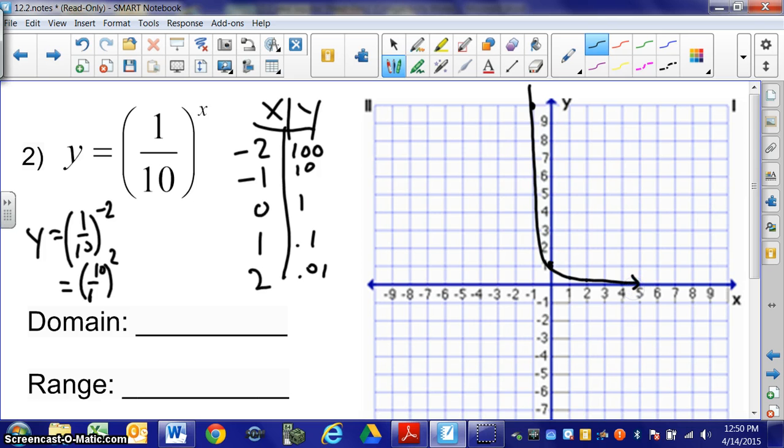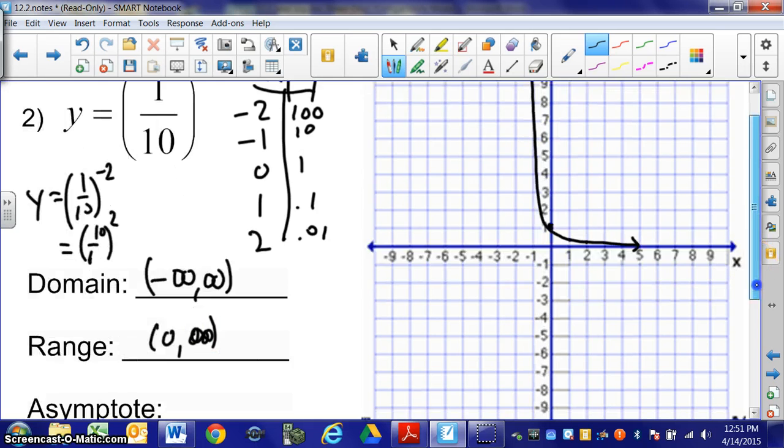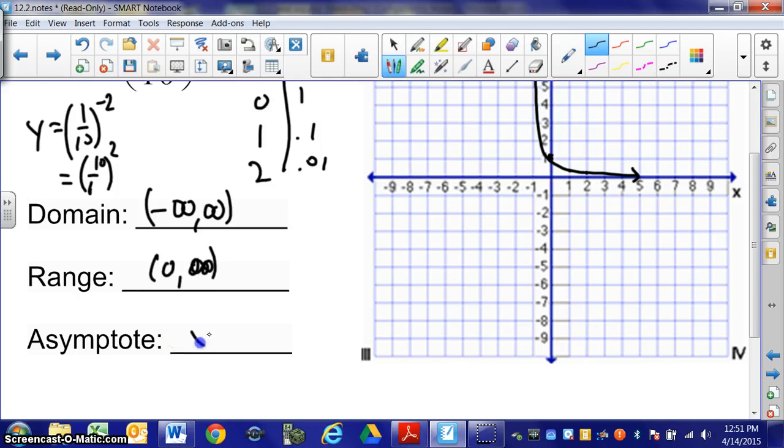Good. Once again, the domain is going to be all real numbers. It will get to every single x value one way or the other. It might take a while, but it'll get there. And then the range is all positives, 0 to infinity. And then my asymptote is y equals 0 once again.